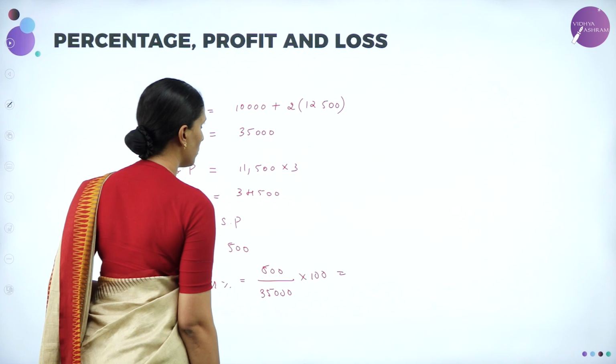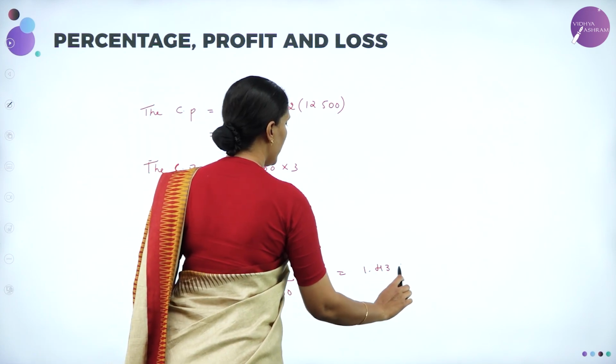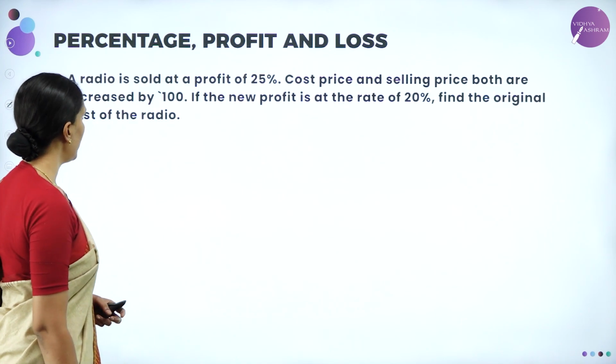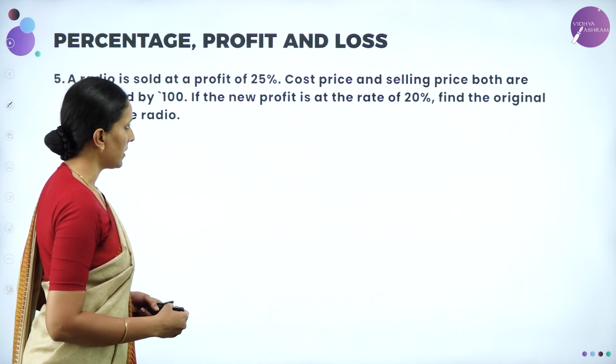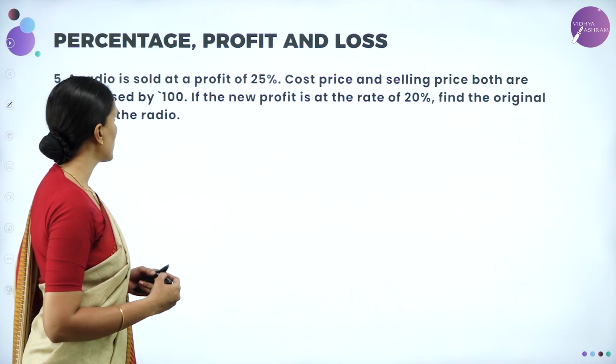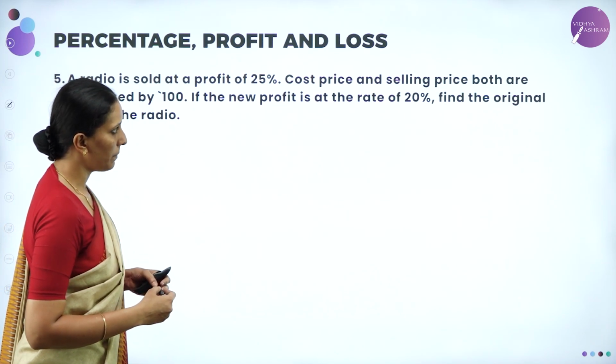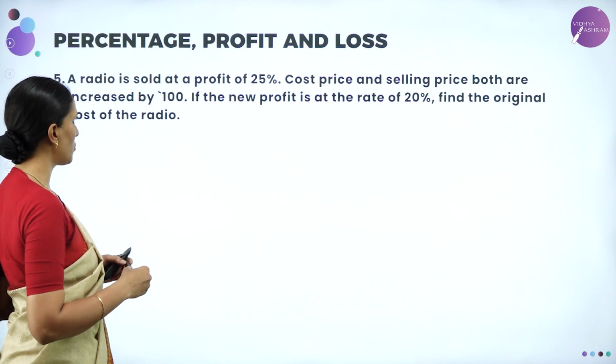So which is equal to 1.43%. Next question. A radio is sold at a profit of 25%. Cost price and selling price both are increased by 100. If the new profit is at the rate of 20%, find the original cost of the radio.